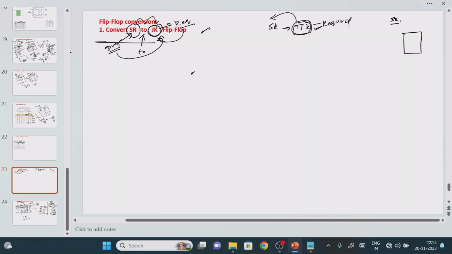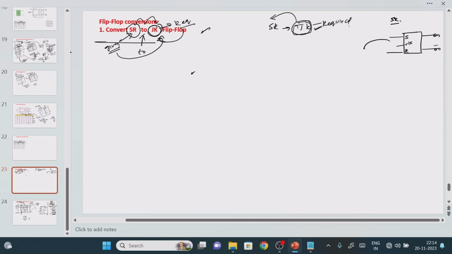So for that we will just consider the block diagram. One is the clock, another is S, another is R, then we have the outputs Qn and Qn bar. This is the given flip flop. Somehow this should be converted into the JK flip flop.